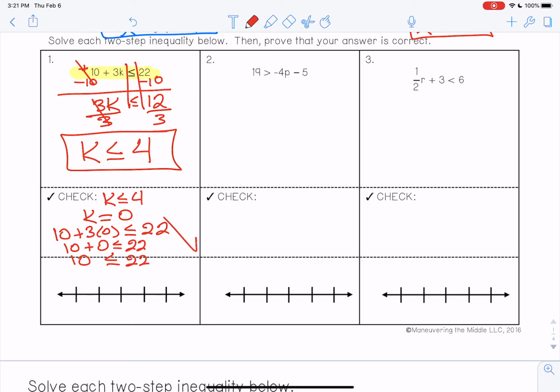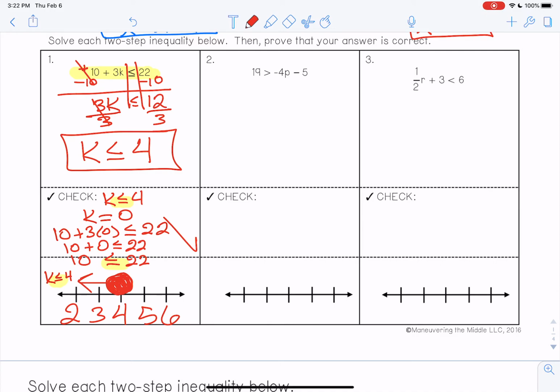When I graph my solution, now I can graph my k is less than or equal to 4. I put 4 and then a couple of numbers that are bigger, a couple of numbers that are smaller, and then I put my bubble on 4. We have the or equal sign in the problem, so that means my bubble's filled in. And then if k is less than or equal to 4, then we point the arrow in the direction of all the numbers that are less than 4. So the arrow will go to the left.